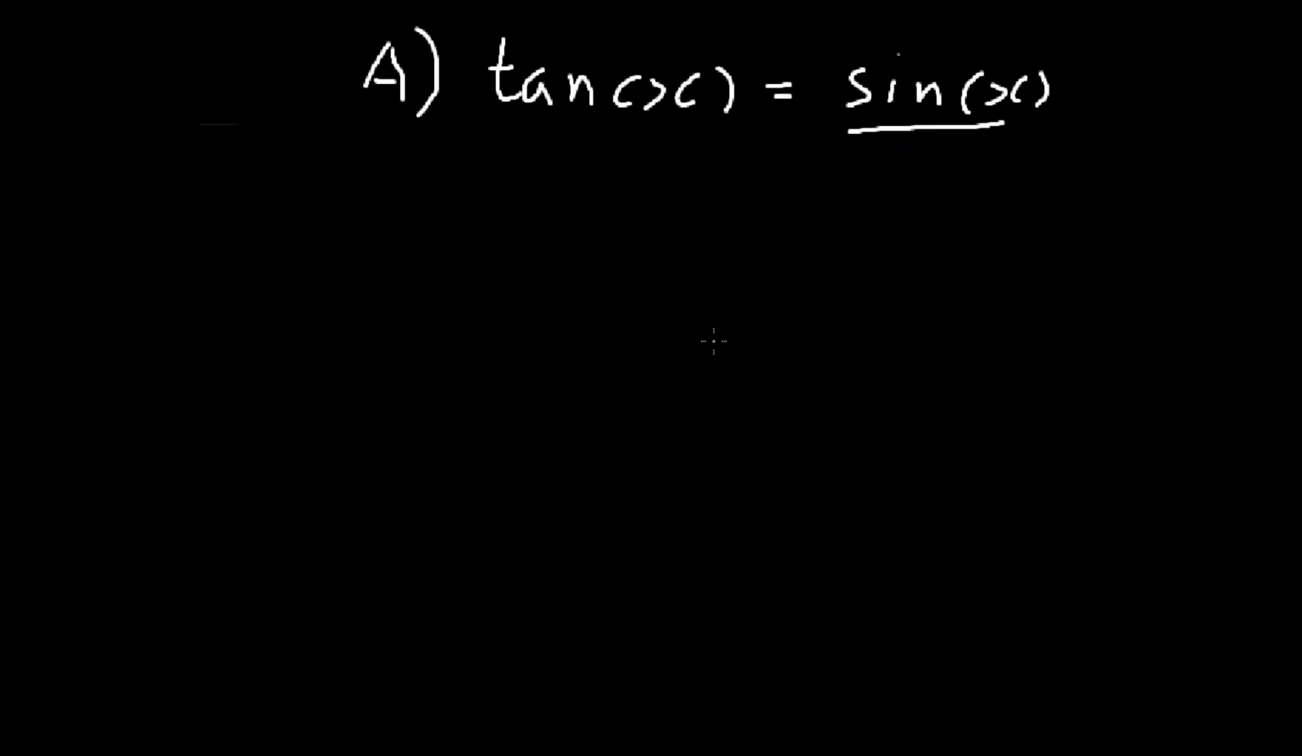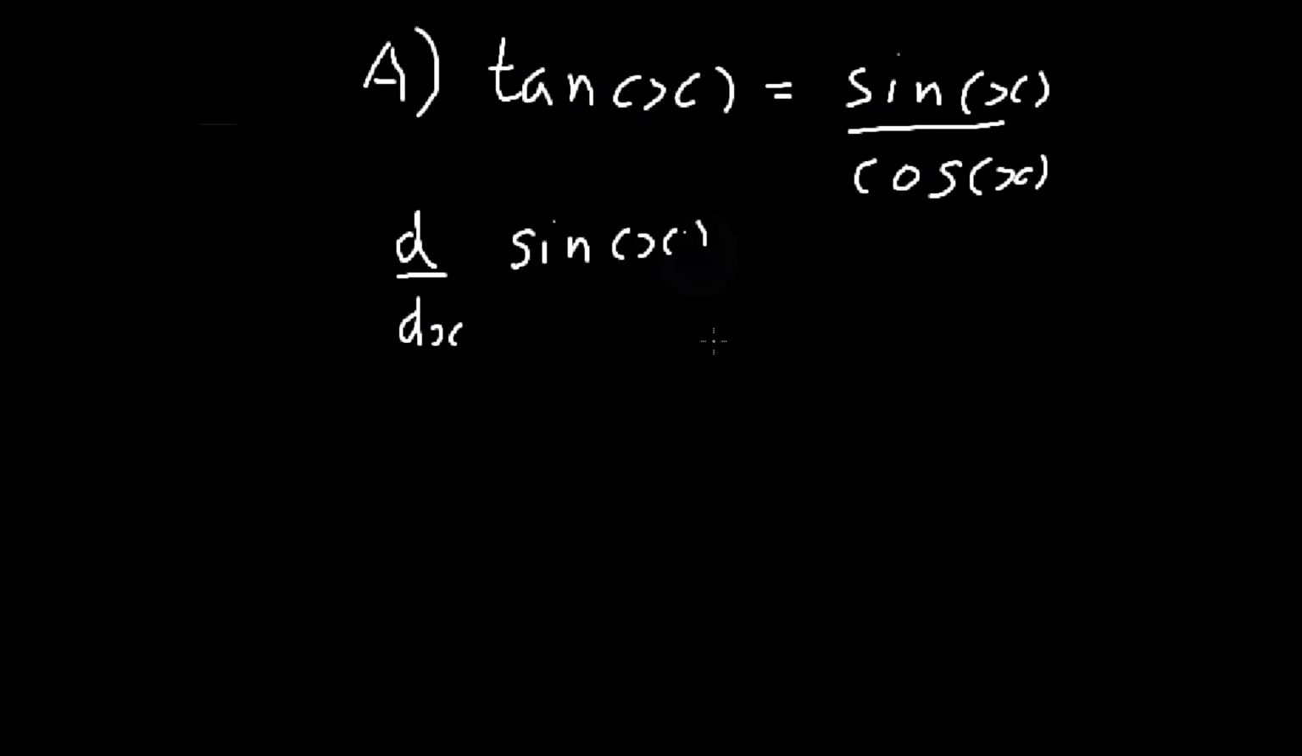So tan of x is equal to our opposite over our adjacent. Okay, and so now the question becomes, how do you differentiate this? And we can see it's one function divided by another function.